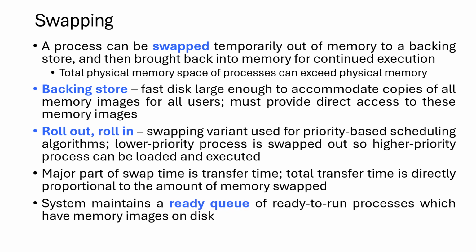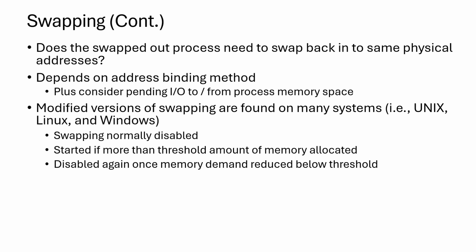What is roll out and roll in? It is a swapping variant used for priority-based scheduling algorithms. The lower priority process is swapped out so a higher priority process can be loaded and executed. The major part of swap time is transfer time. Total transfer time is directly proportional to the amount of memory swapped. The system maintains a ready queue of ready-to-run processes which have memory images on disk. Does a swapped-out process need to swap back in to the same physical address? It depends on the address binding method. Also consider pending I/O to or from the process memory space.